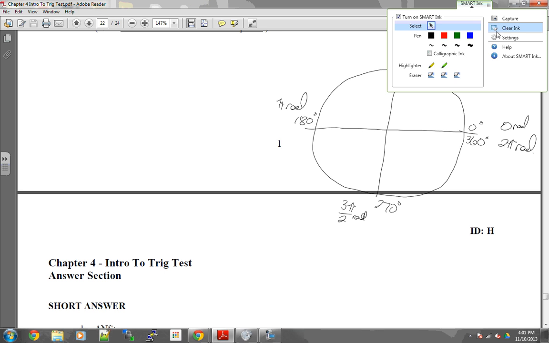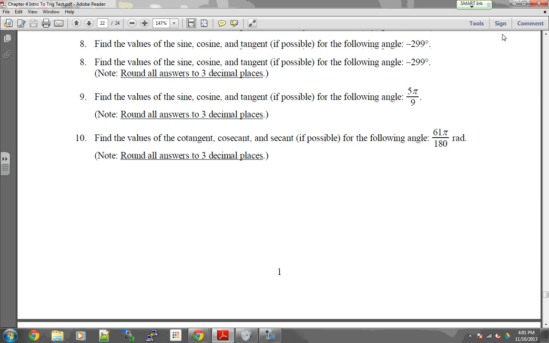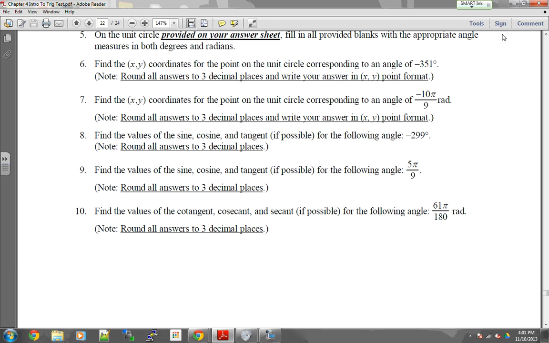Find the x and y coordinates of the point on the unit circle corresponding to the angle negative 351 degrees. Now, if you remember, your x and y coordinate is simply your sine. Oops, that's backwards. It is simply the cosine of your angle, comma, the sine of your angle. That'll give you your x and y point. So just take the cosine of negative 351 degrees and take the sine of negative 351 degrees, and that'll give you your x y value.